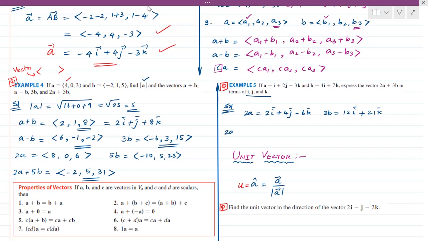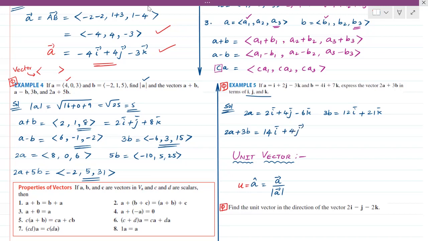Now I will add 2A plus 3B. So you will have 2i plus 12i, which is 14i, plus the next one we have 4j. There is no j term in the next part, so we will keep it as it is. So this is the 4j.